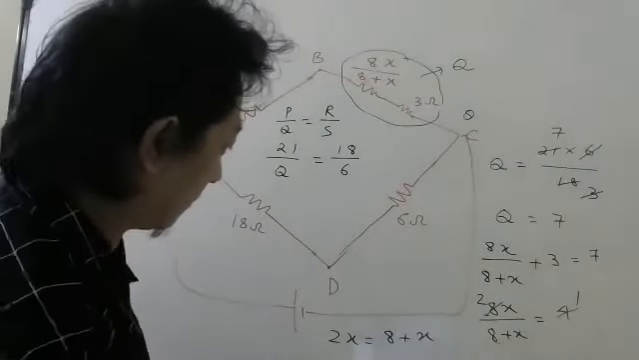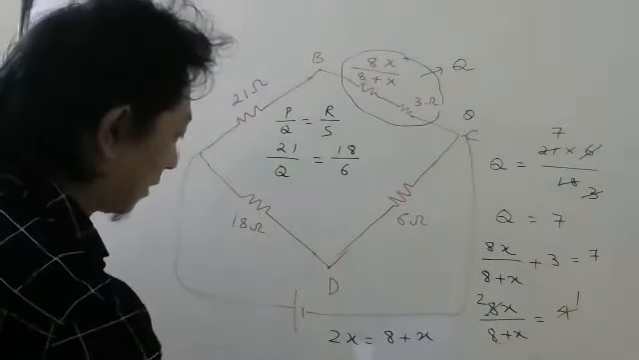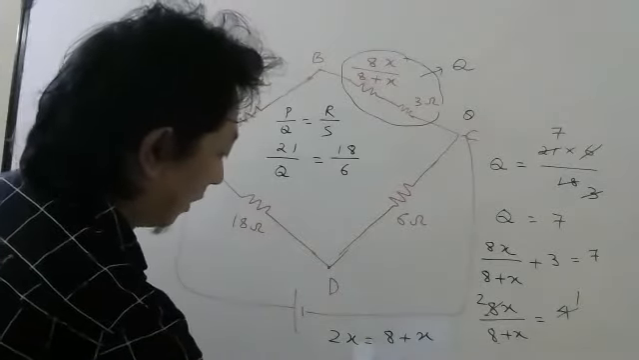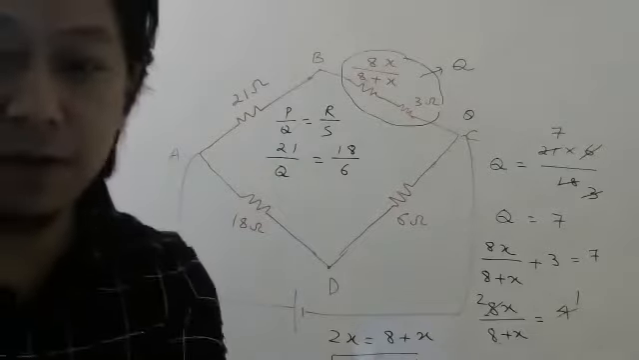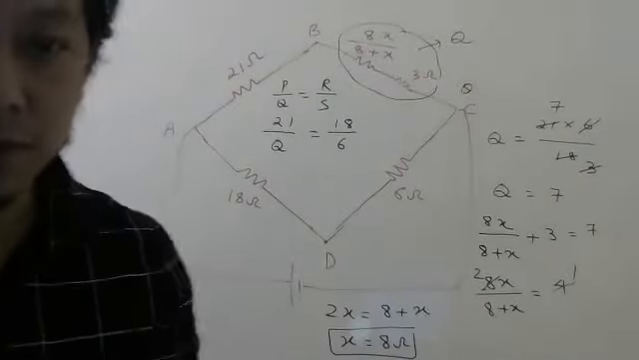Correct now? So x will come this side, so x will be 8 ohm. So that is your result. Okay, so I hope everybody understood.